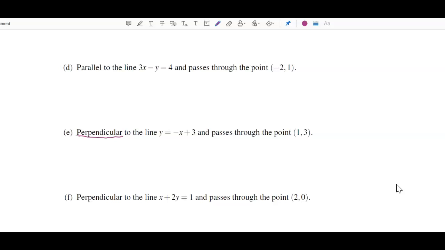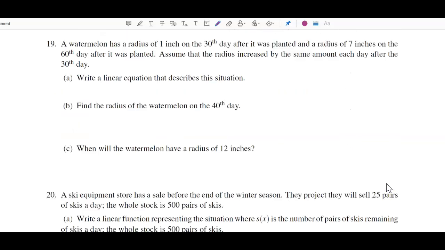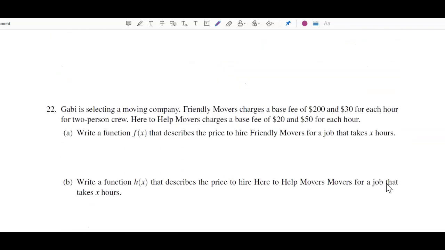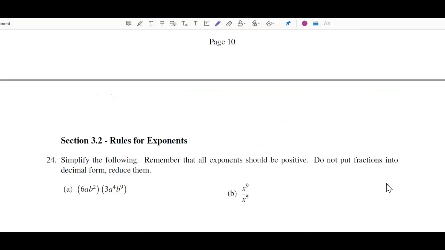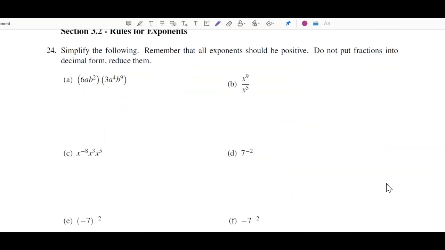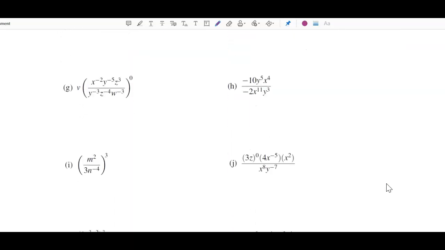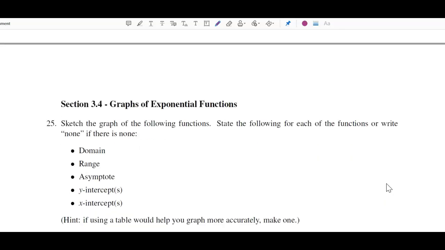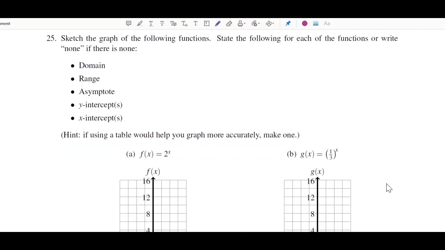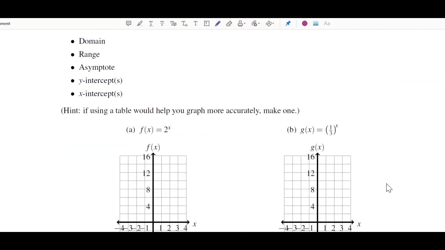Also, if you've had struggles with writing equations of lines. Okay. All right, next thing I want to look at, I'm sorry, I'm just flipping through some of these quickly here, but I want to talk about some of these. Let's see. Oh, that's fun.